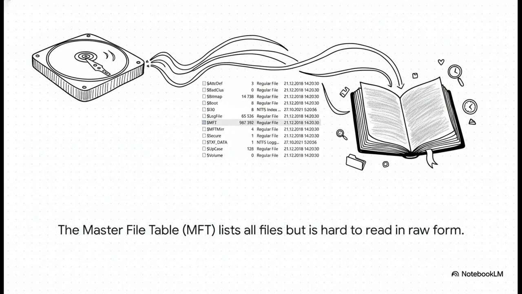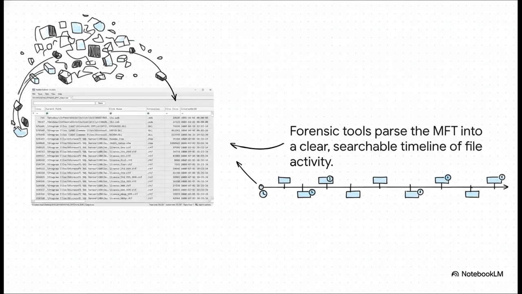But as you can see here, in its raw form, it's basically unreadable. And this is where the magic happens. Forensic tools take that cryptic, messy data and completely transform it into a clean, searchable timeline. All of a sudden, investigators have this perfect chronological history of every single file the attacker touched, created, or even just looked at. It's a game changer.